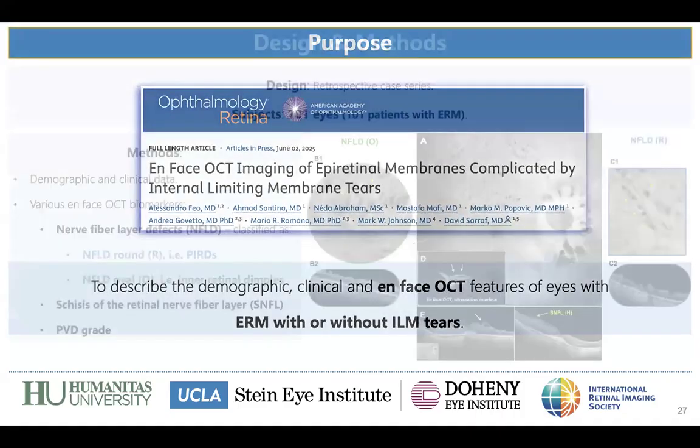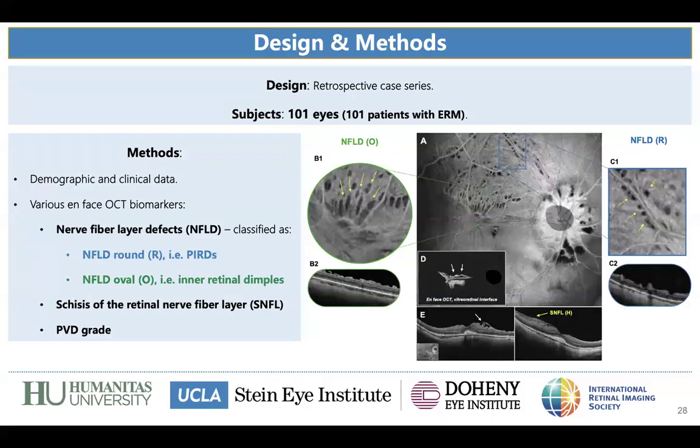We included 101 eyes from 101 patients with epiretinal membrane. We evaluated, of course, demographic and clinical data, but also the presence of nerve fiber layer defects, which were classified as round or oval. Round corresponds to the presence of paravascular inner retinal defects because of their shape, while the oval defects correspond to the presence of inner retinal dimples. Both of these lesions represent defects in the nerve fiber layer. We also evaluated the presence of schisis of the nerve fiber layer and also PVD grade.